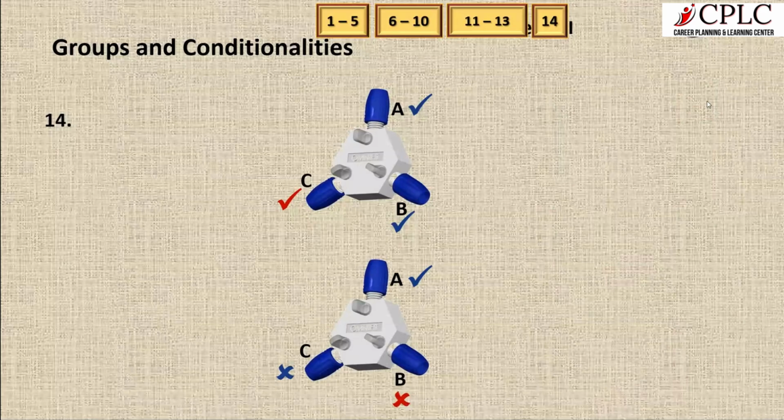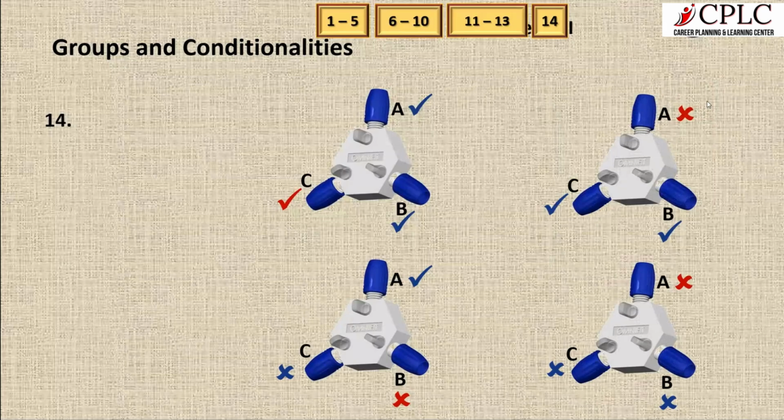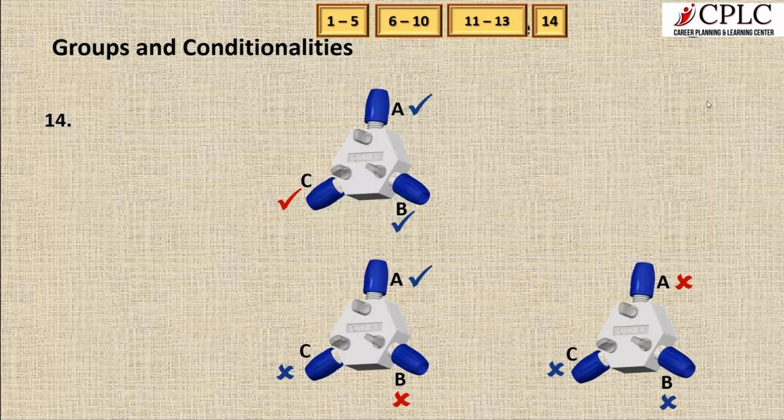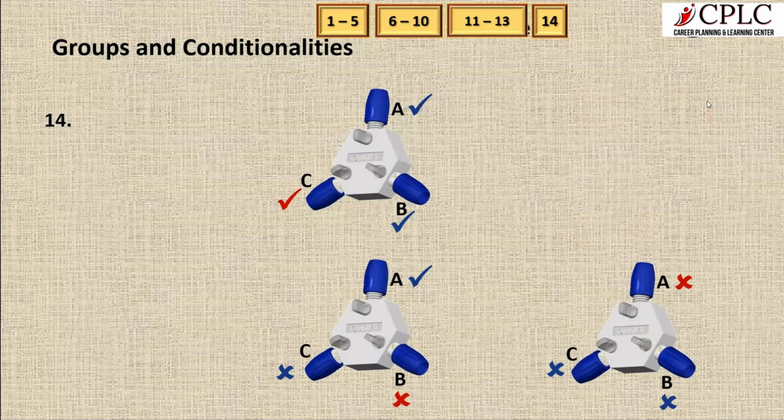Now if we keep A as open, then C and B both are closed. This is what we have known. If we keep A as closed, then we have to keep B and C as open, or B and C both as closed. So these are the conditions that we have. Now this possibility we have already eliminated. So let's move to the next possibilities.